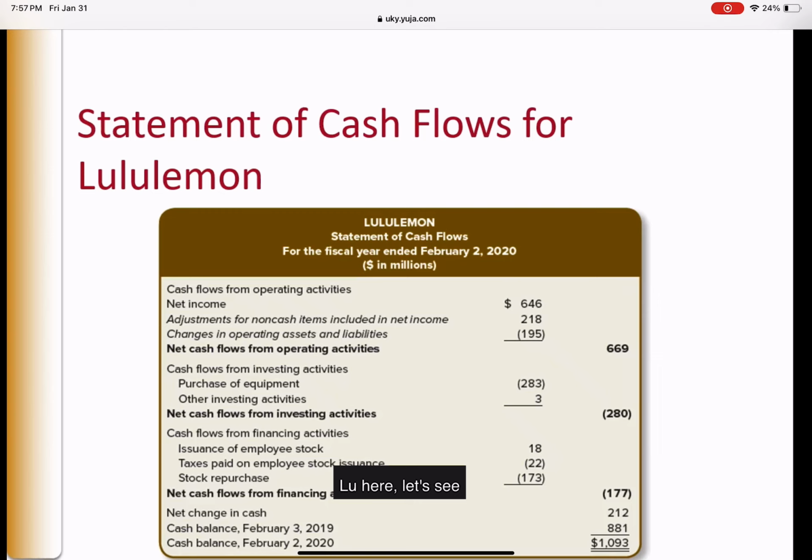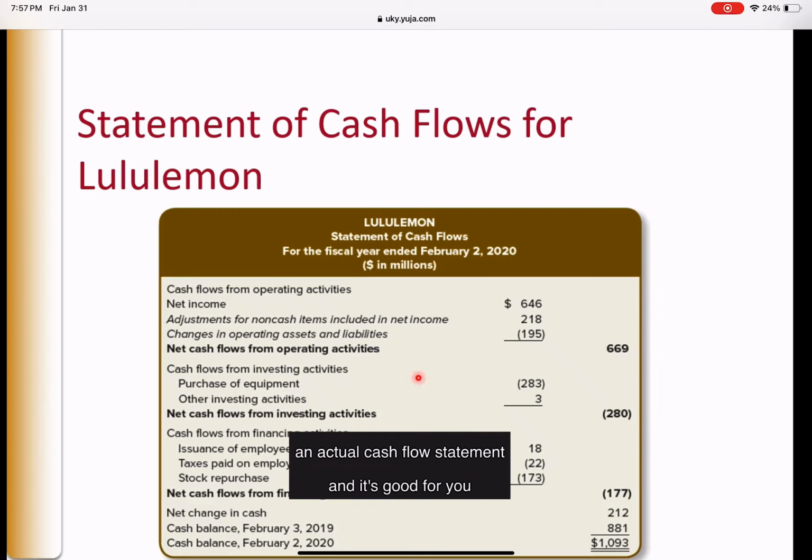With Lulu here, let's see if they have a strong cash flow statement. I like this one because it's an actual cash flow statement, and it's good for you to start interpreting things when you look at these numbers here. In this course, we don't even attempt to tell you how we convert net income to a cash basis. But first of all, am I happy with that number?